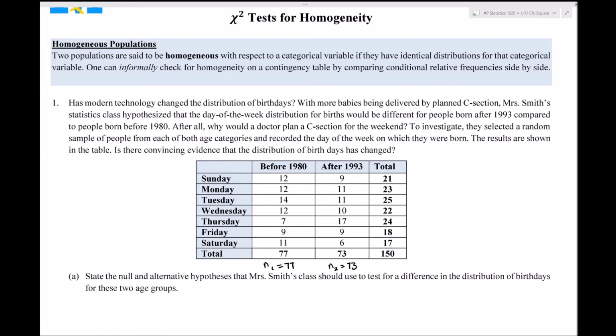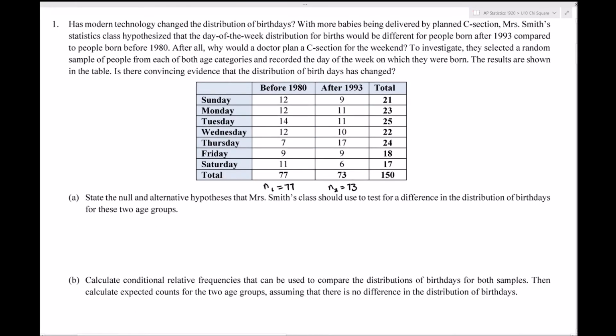So letter A, state the null and alternative hypotheses that Mrs. Smith's class should use to test for a difference in the distribution of birthdays for these two age groups. So we'll start off with the null and alternative hypothesis. So the null hypothesis first.